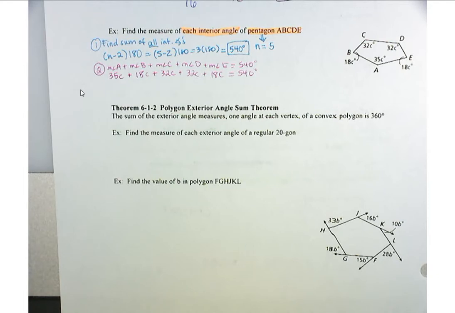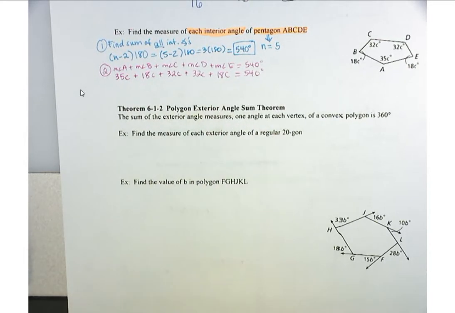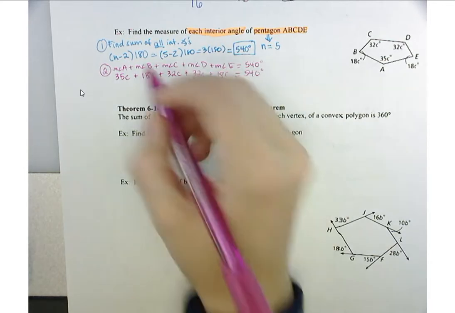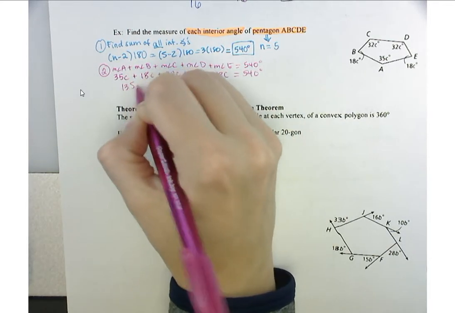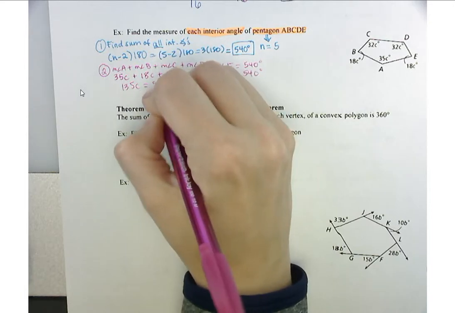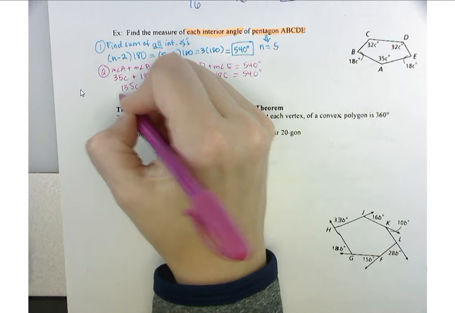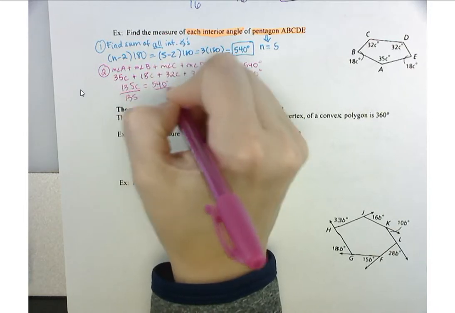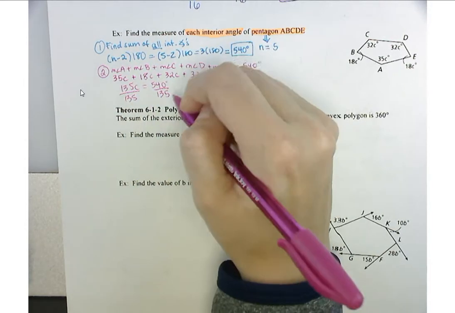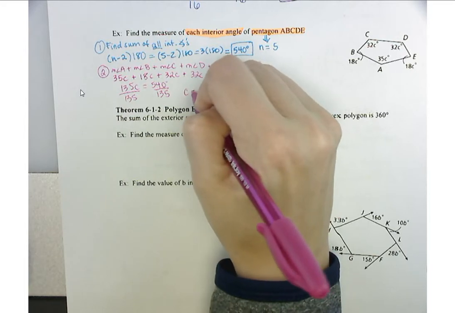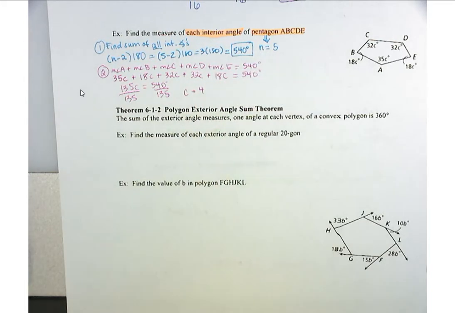All right, so now I can add all of my coefficients together. So when I total all those up, I should get 135C is equal to 540. And then to solve for C, to get C by itself, I just have to divide 135 both sides, which means the value of C is going to be 4.